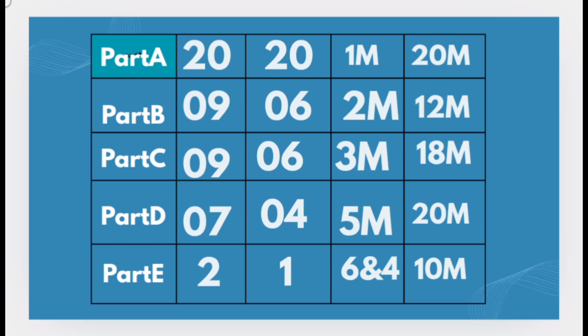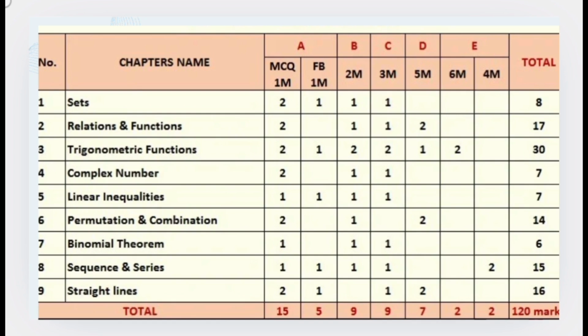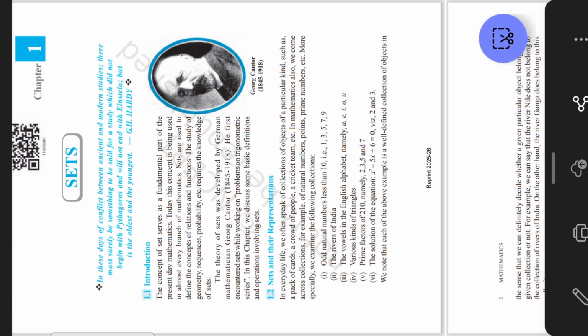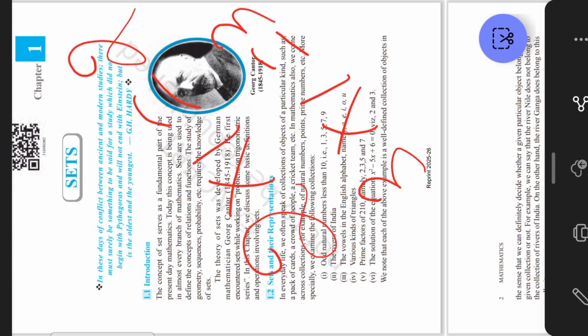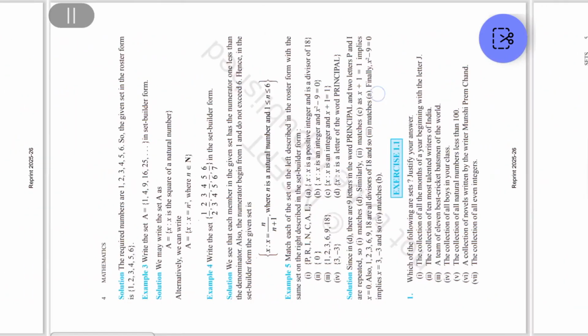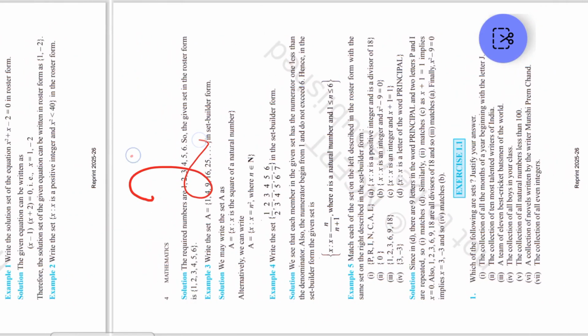Next I am telling about the important questions of each chapter: 2 marks, 3 marks, 4, 5 and 6 marks. Not MCQ, not fill in the blanks, because MCQ and fill in the blanks are not fixed, they always fluctuate, so no one can say exactly. Chapter number 1, sets. In this chapter, 2 marks question 1 and 3 marks question 1. So you can easily get 5 marks without MCQ and fill in the blanks.